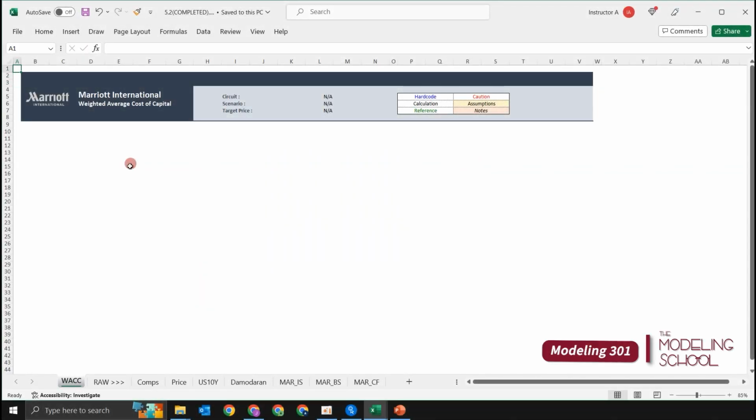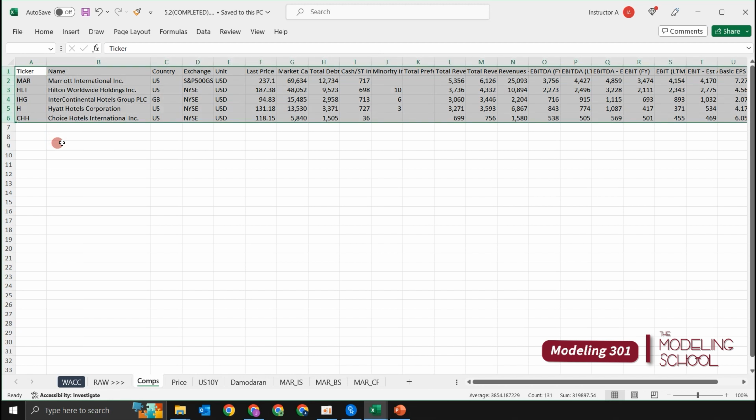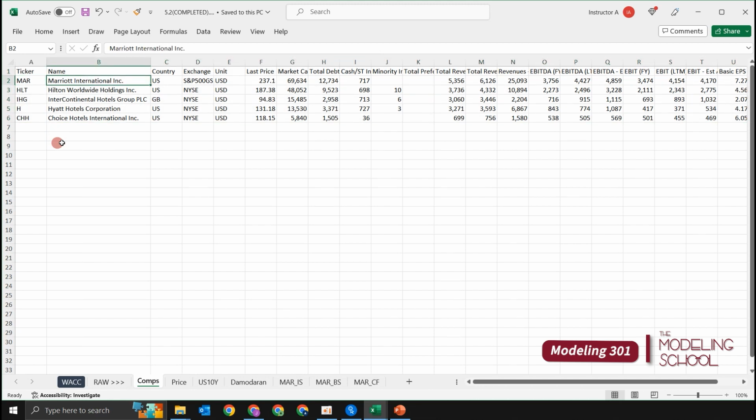So we have our raw data here. If we look at it one by one, we have our comparables data, which looks very similar to the ones that we have used in our trading comps analysis. And for your information, this data we have compiled from CapIQ.